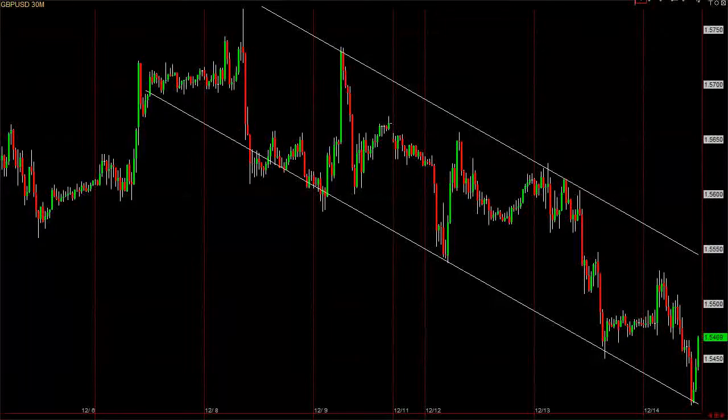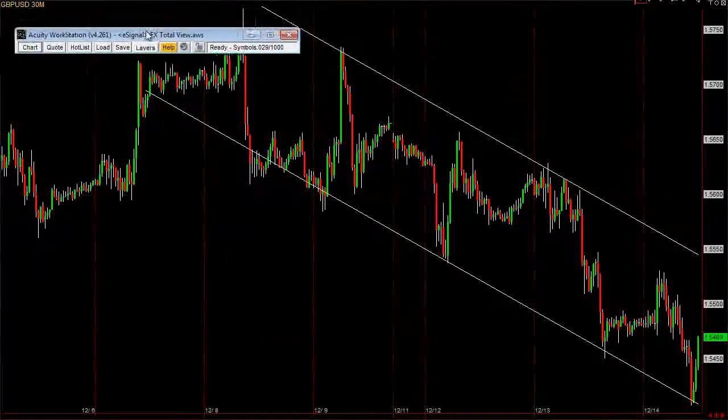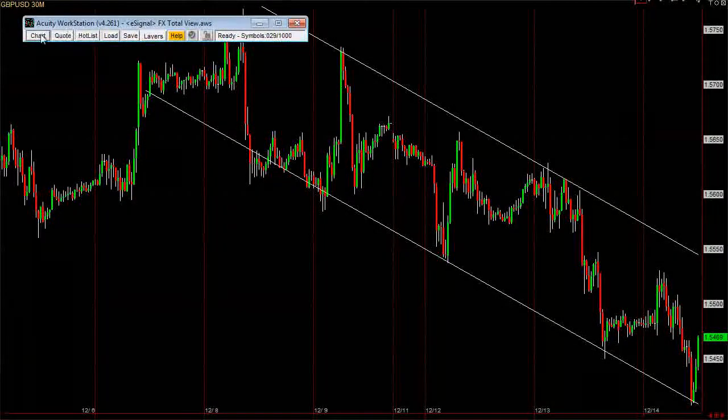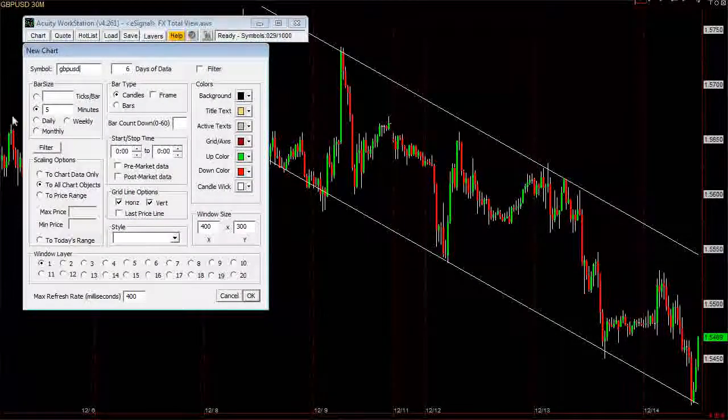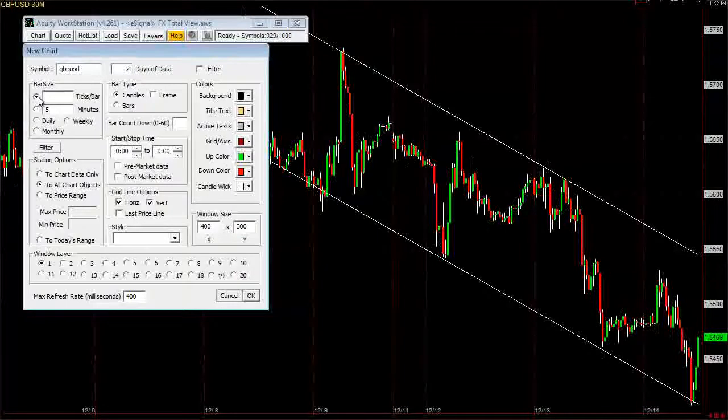Now you wouldn't want to use a 30-minute chart for your entry signal, so bring down the toolbar, click on chart, we'll put on pound dollar. And I highly recommend using pips per bar charts, their range charts. So let's just use 6 pips per bar. Every time the price moves 6 pips, you're going to get a new bar.